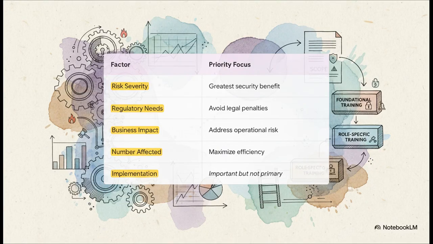And here it is, a great framework for making those calls. Take a look at the weighting here. Risk severity is number 1, right at the top, because that's where you get the biggest security bang for your buck. Regulatory stuff is also a high priority. You definitely want to avoid legal trouble. But what's really fascinating is that implementation feasibility, how easy it is to do, is ranked lower. The message is clear. Don't let what's easy distract you from what's most important.